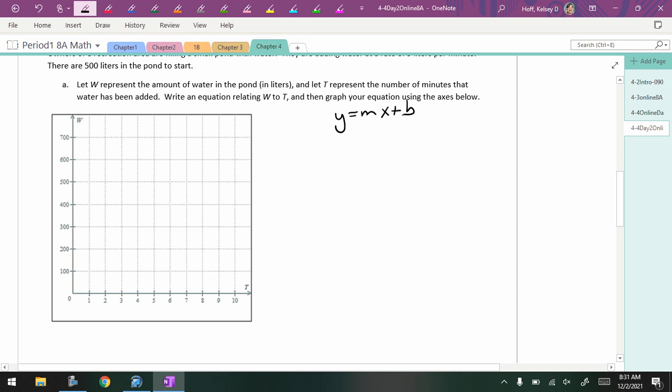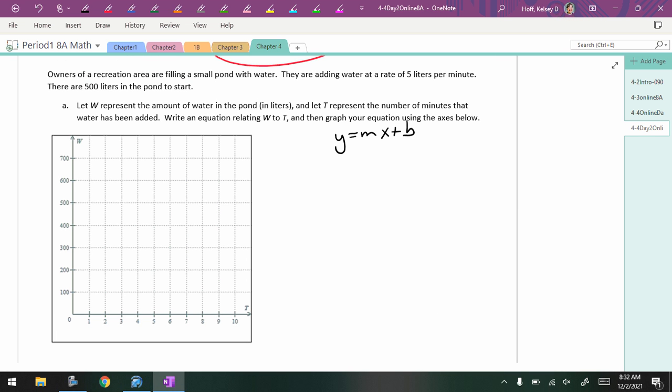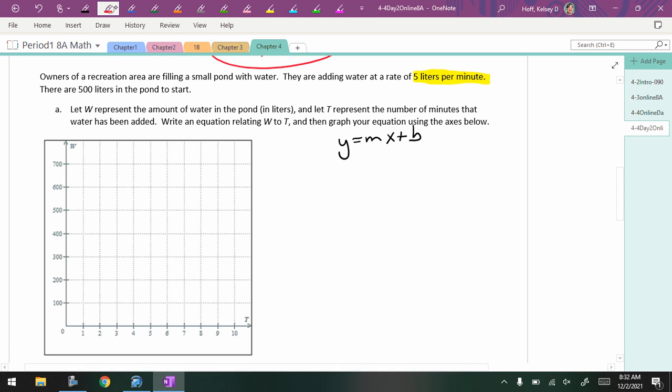Petra, what you got for me? You see something already? What you see? Where is that? 5. Because of the word per. Does everybody see that? Yeah. Petra picked up that right away. Good job. So this tells us this is our slope.